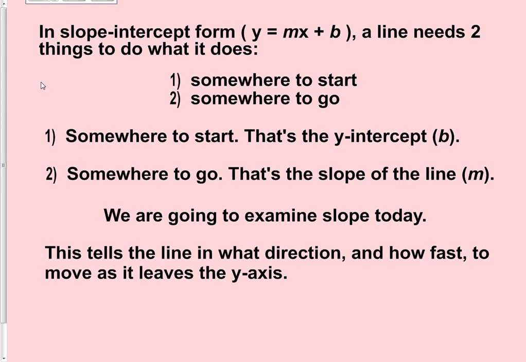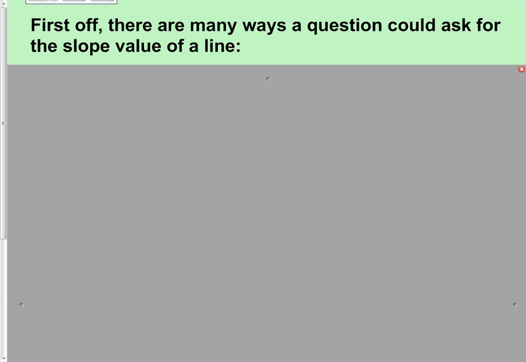And the basics of a line is it needs two things to do what it does. It needs somewhere to begin, and it needs somewhere to go. Now, somewhere to begin or somewhere to start, that is your y-intercept. Your y-intercept is what anchors your line to the graph. Somewhere to go is, as it leaves the y-intercept, our slope tells it which direction to go and how fast to go there. So we started off with a discussion on slope.